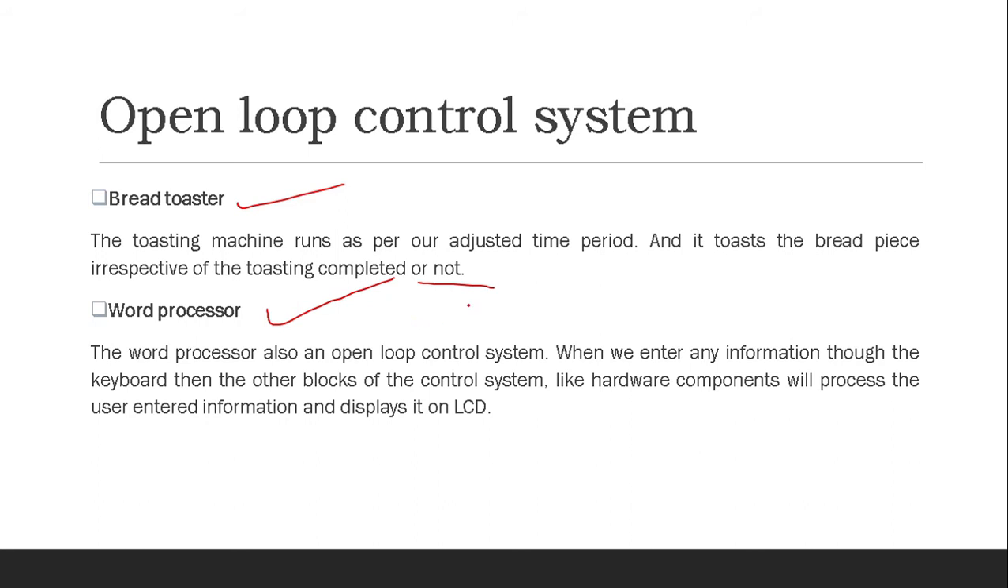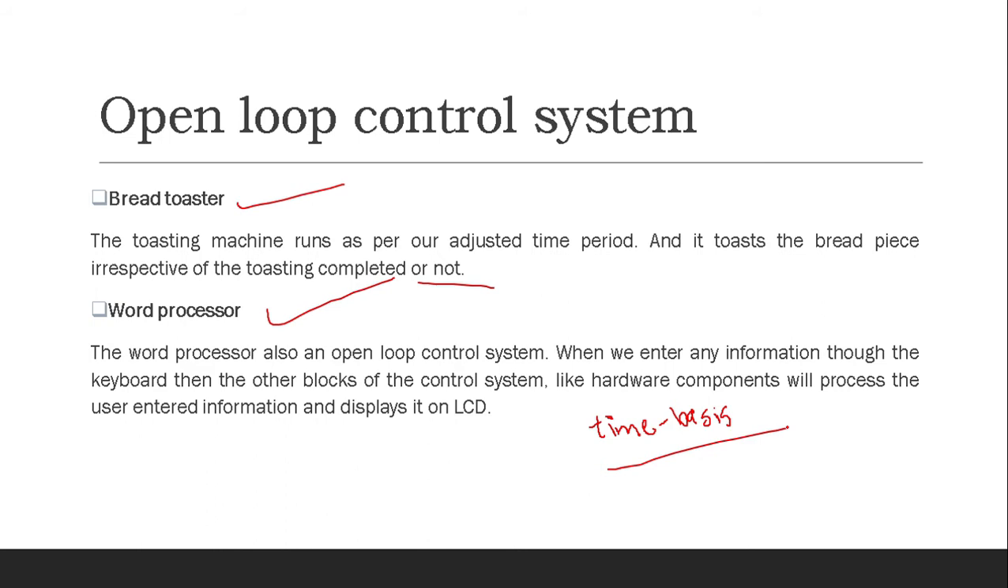So let me just write this down, because this is one of the important characteristics of open loop control systems. Any kind of control system that operates on a time basis is an open loop control system. For instance, let us take an example of traffic control. Traffic control by means of signals operated on a time basis is another example of an open loop control system. Okay, so I hope it is clear.